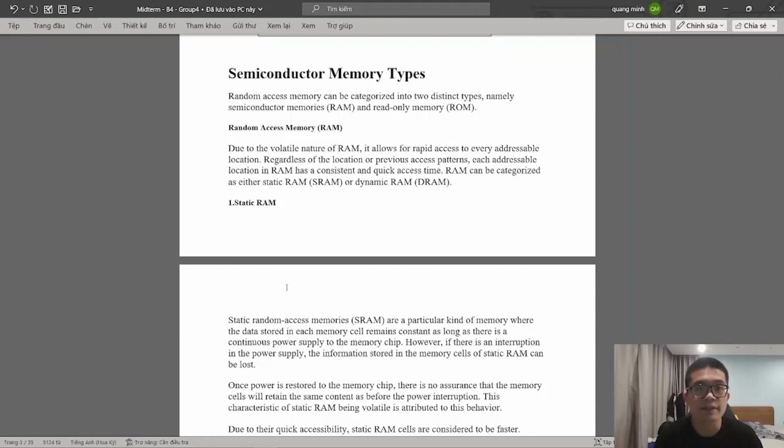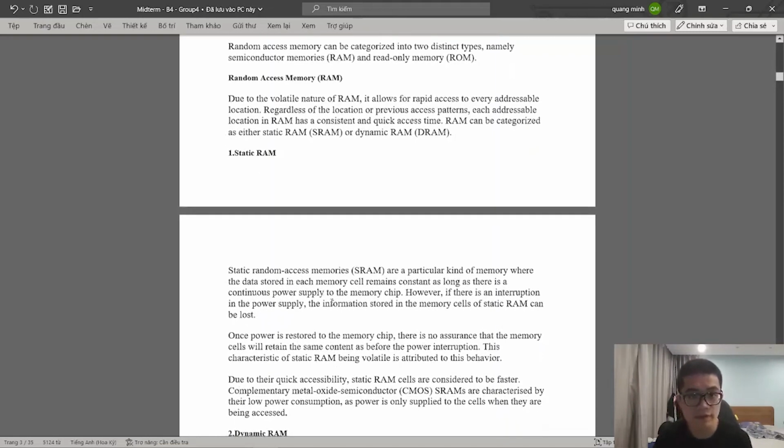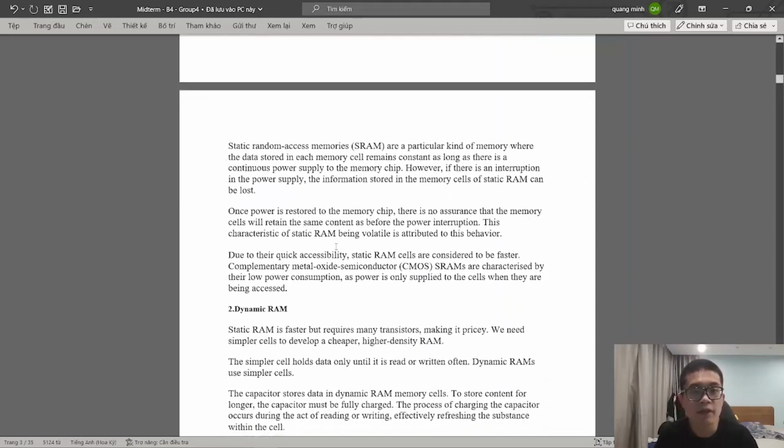So memory can be categorized into two distinct types, namely random access memory, or RAM, and read-only memory, or ROM. So we talk about the RAM. First is the static RAM.